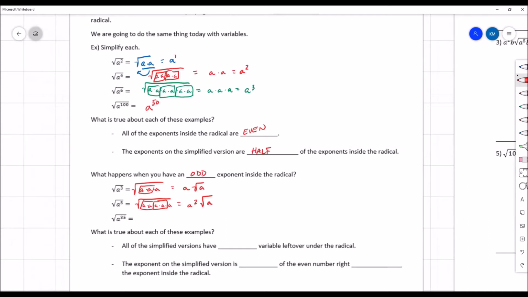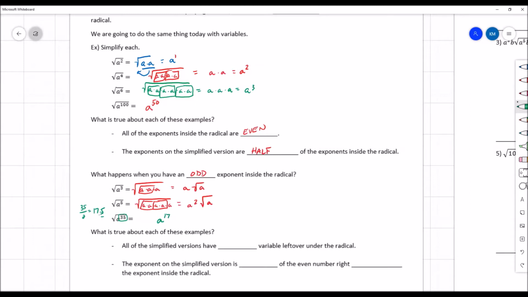What about a to the 35th? At this point, we hope to find a pattern, and we already know we have to divide by 2. So 35 divided by 2 gives us 17.5. What do we do with this fraction? Well, that means we have 17 full pairs of a's. So I can write this as a to the 17th power.